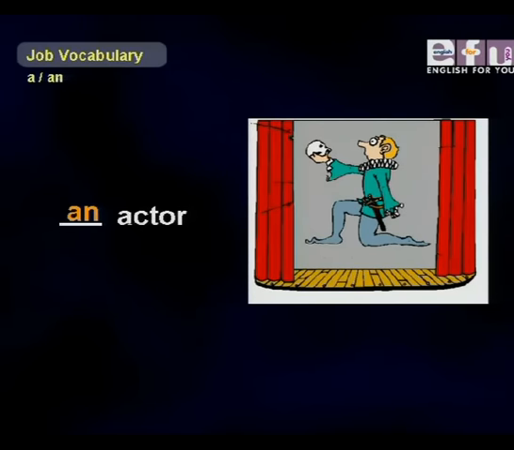Now, let's listen and write. First, we're going to do a dictation. Write these words. Number one, teacher. Number two, student. Number three, driver. Number four, waiter. Number five, artist.